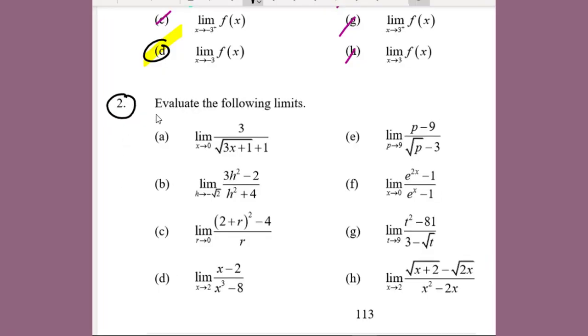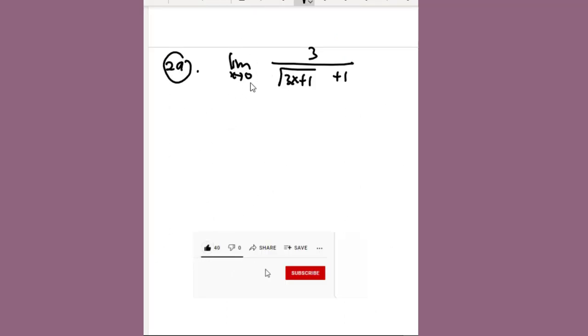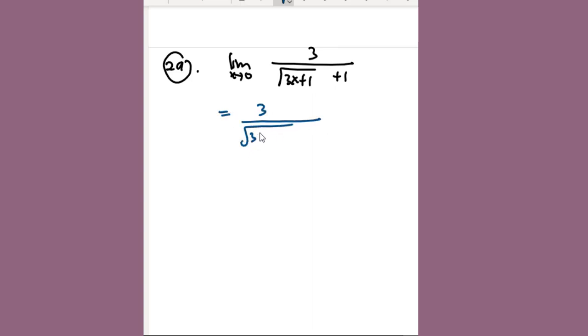Number 2. Number 2A: find the limit of 3 over the square root of 3x plus 1 as x approaches 0. First, just substitute the value. Substituting, we get 3 over the square root of 3 times 0 plus 1, which is 3 over the square root of 1, which is 3 over 2... when you get the value, you are done. The answer is 3 over 2.